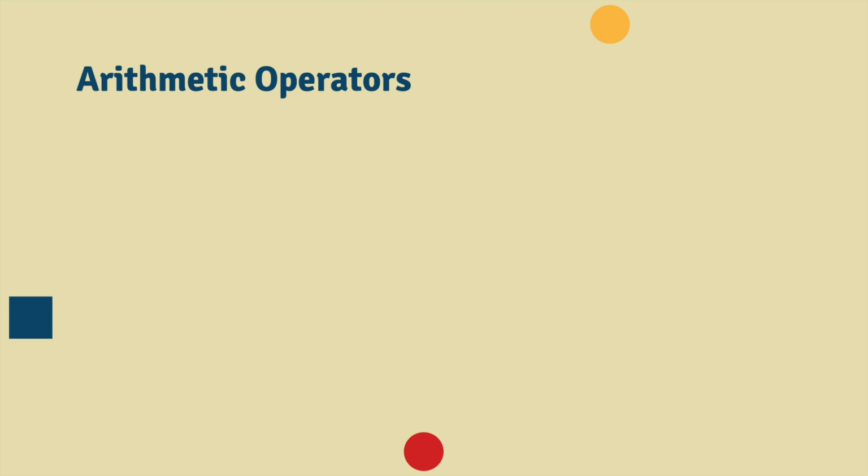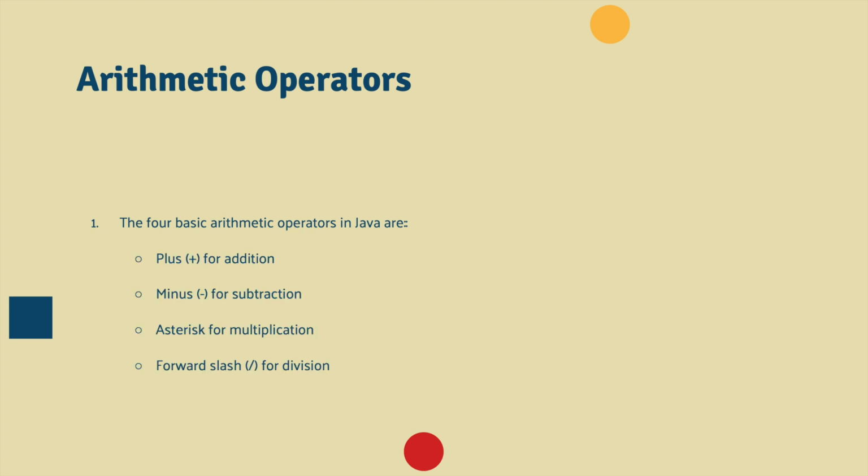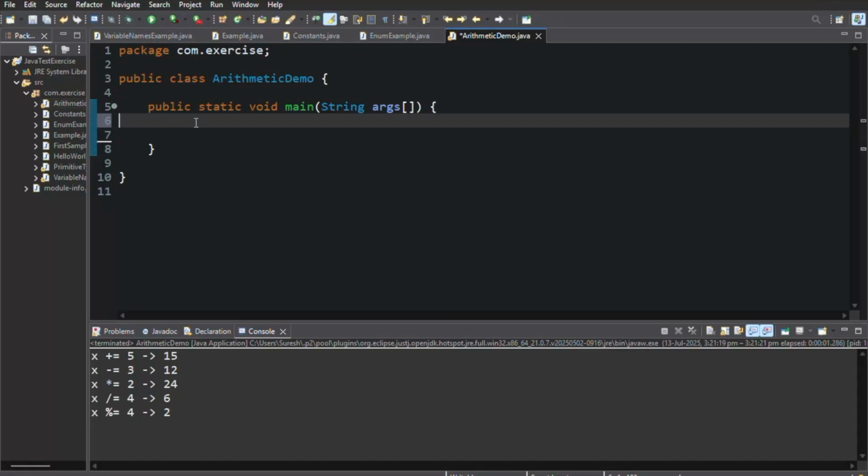These are the bread and butter of mathematical operations in Java. The four basic arithmetic operators in Java are addition, subtraction, multiplication, and division. Let me show you these in action.